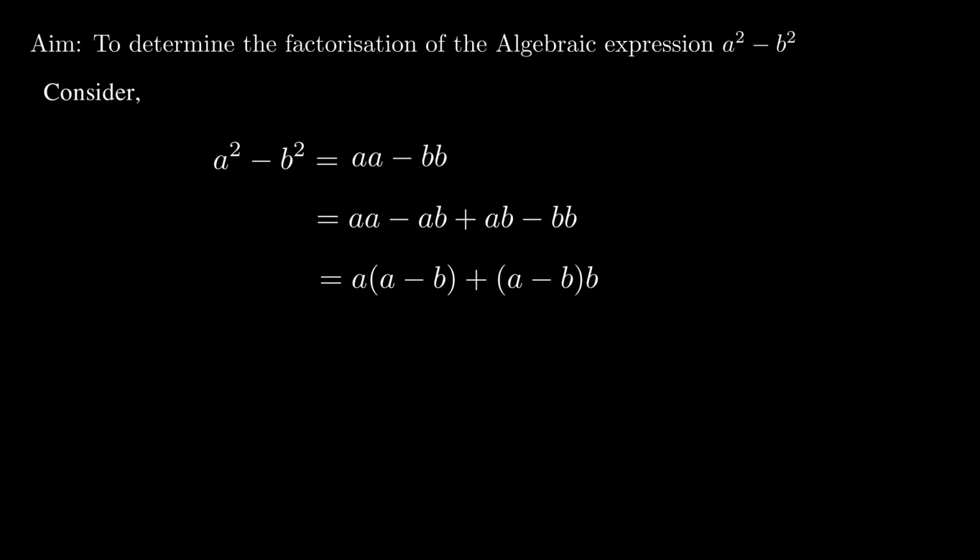As we can see in the next step, both terms contain a minus b as their common factor. So by taking a minus b common, we get a plus b times a minus b. Hence, we are done with the factorization. At last, we have that a squared minus b squared can be factorized into a plus b times a minus b, which is another fundamental algebraic identity.